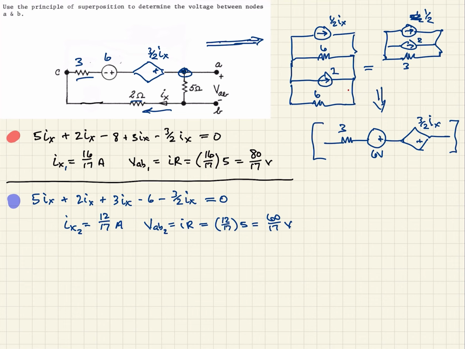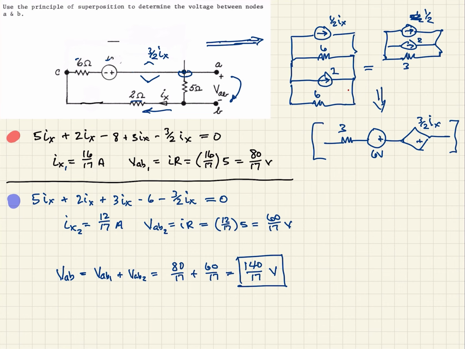So then to get our total VAB, we'll just add our VAB1 and our VAB from source 2. And so that's going to give us 80 over 17 plus 60 over 17, and that is 140 over 17 volts. So that is the voltage from A to B from our original circuit, solved for using superposition.